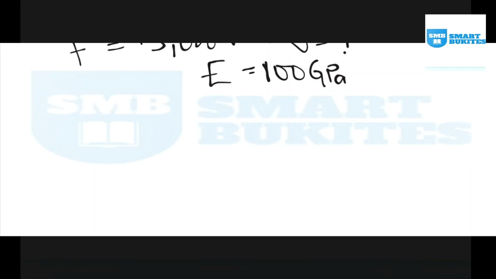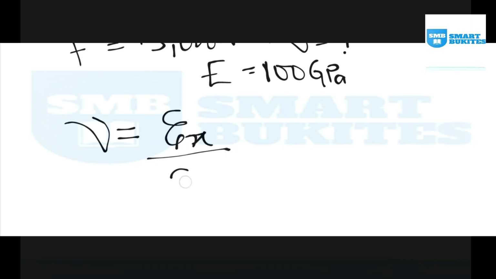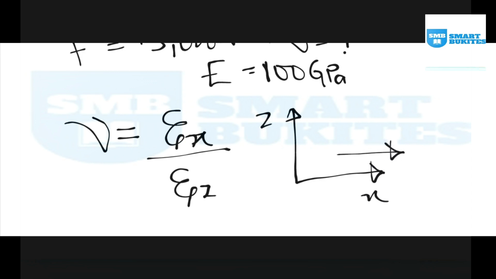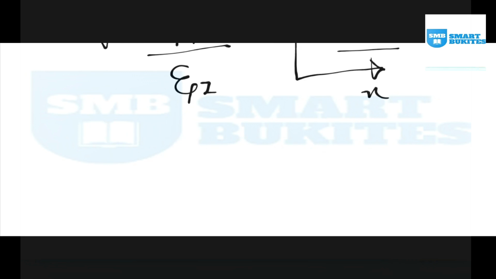If you have subscribed, we are told in the video to determine Poisson's ratio, which we know is the strain resulting from the change in diameter, which is Ex, over the strain resulting from the change in length, which is Ez. For example, in the xy plane, if we call this z and we call this x, the change in diameter is going to be in this direction and the change in length is going to be in this upward direction. Now let's find the strains.